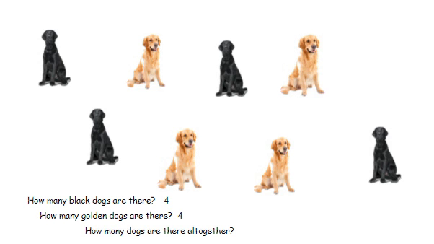But how many dogs are there all together? Count them all together nice and slowly. 1, 2, 3, 4, 5, 6, 7, 8. There are 8 dogs all together.